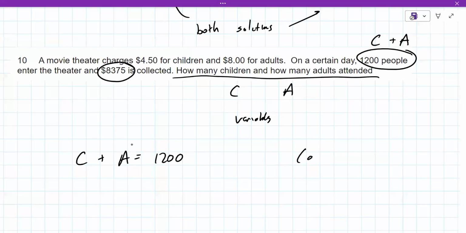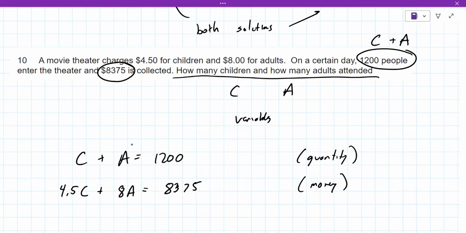This first one is called the quantity equation, or the total equation. The other one is called the money equation. The money equation is 4.5 times C plus 8A equals 8,375, because every child is charged 4.50 and every adult is charged 8.